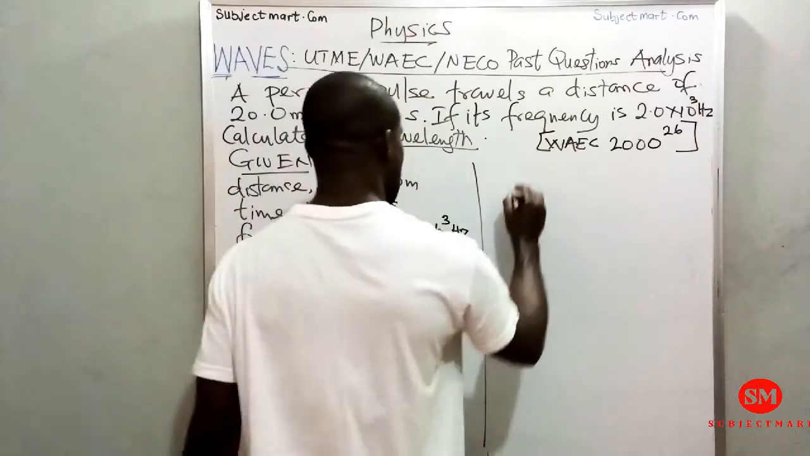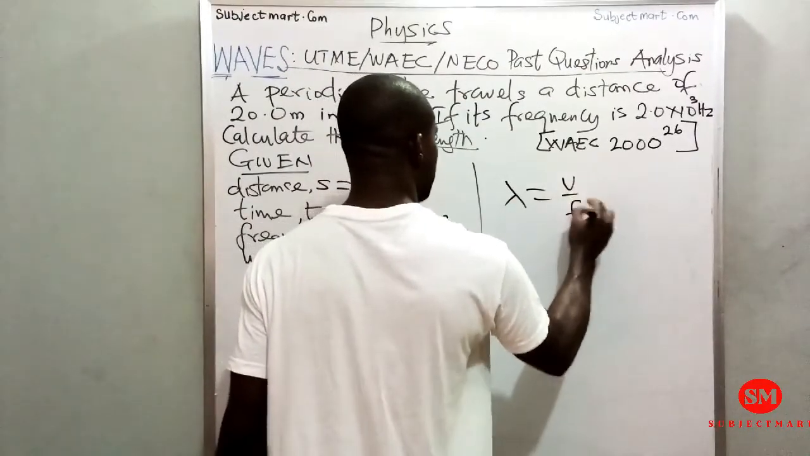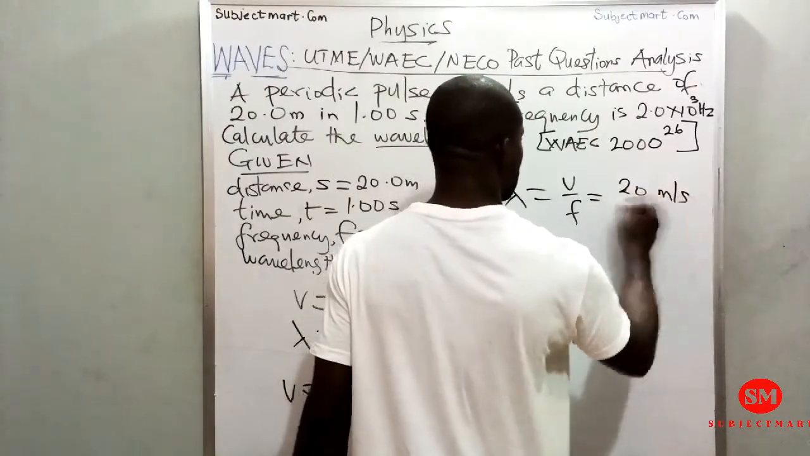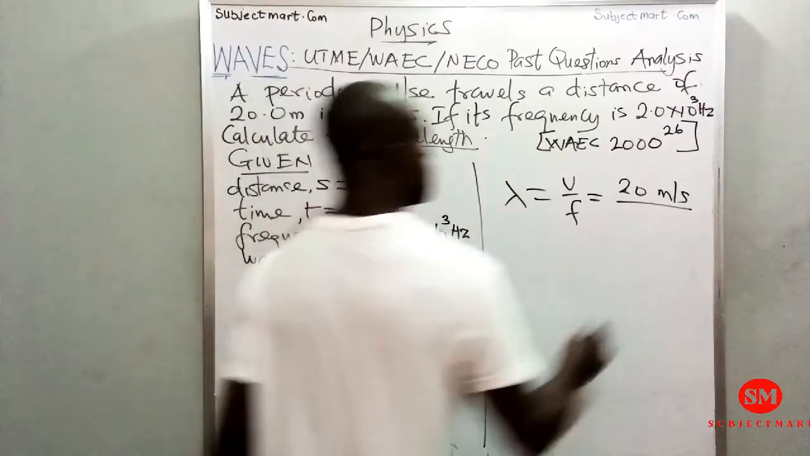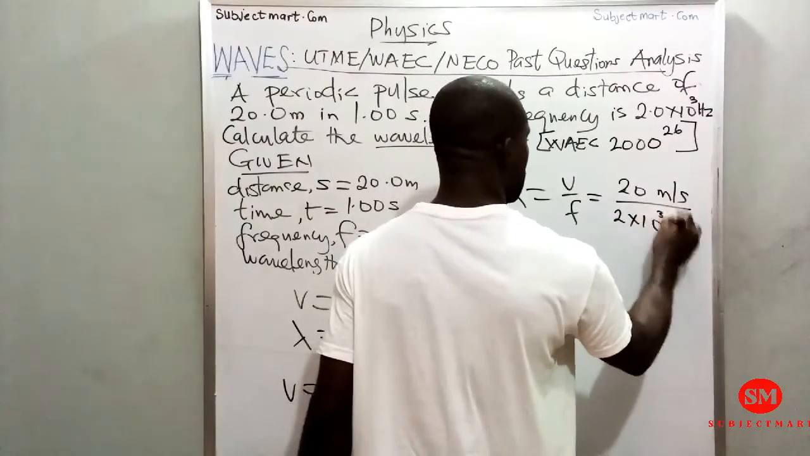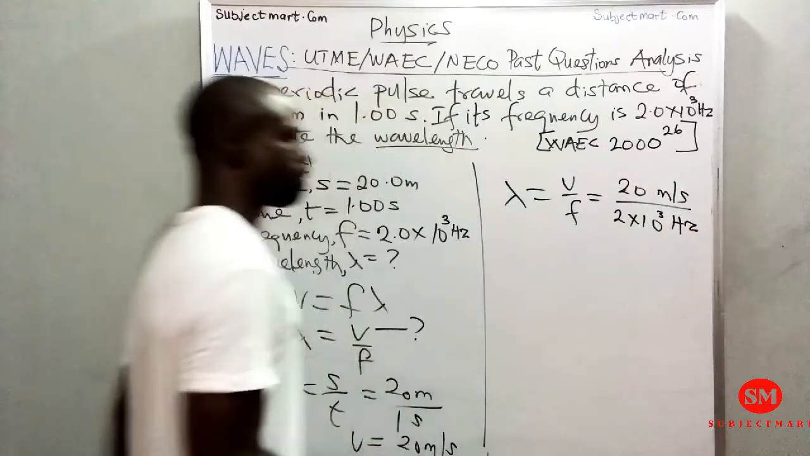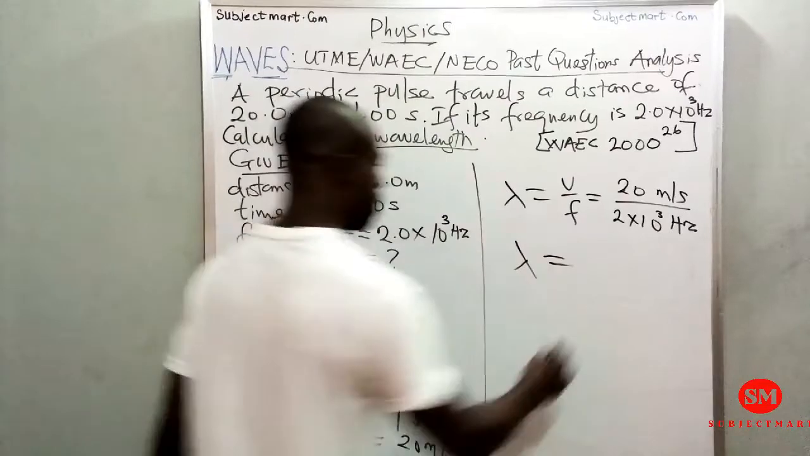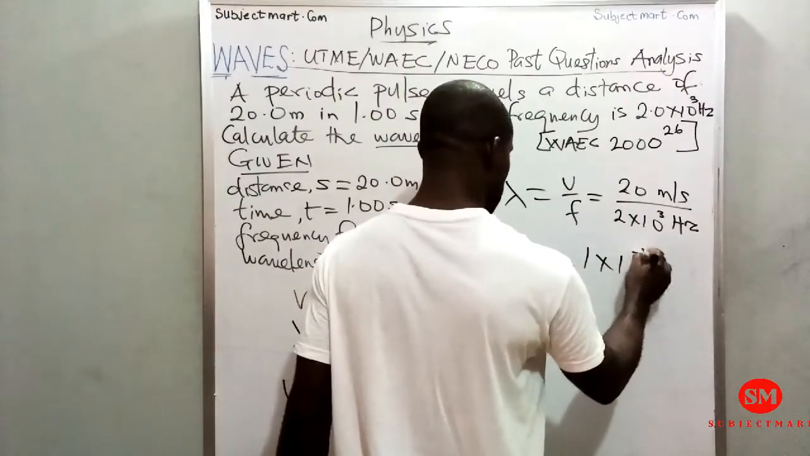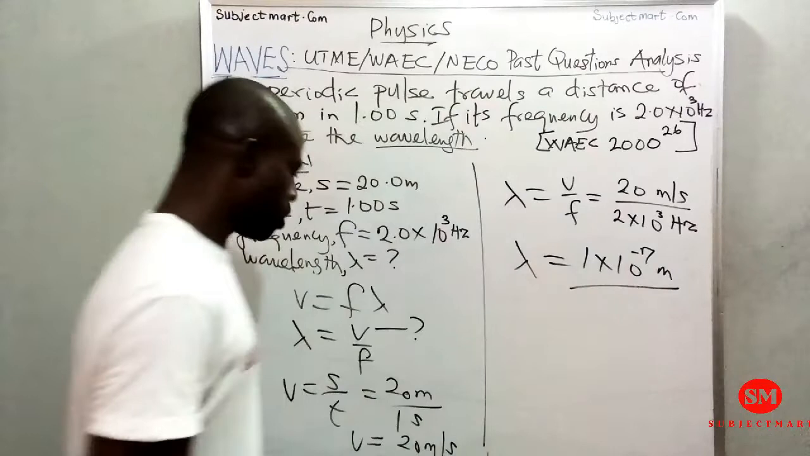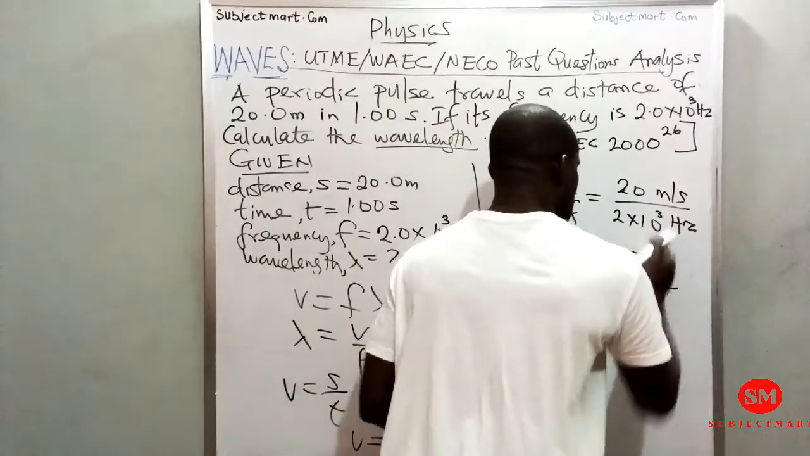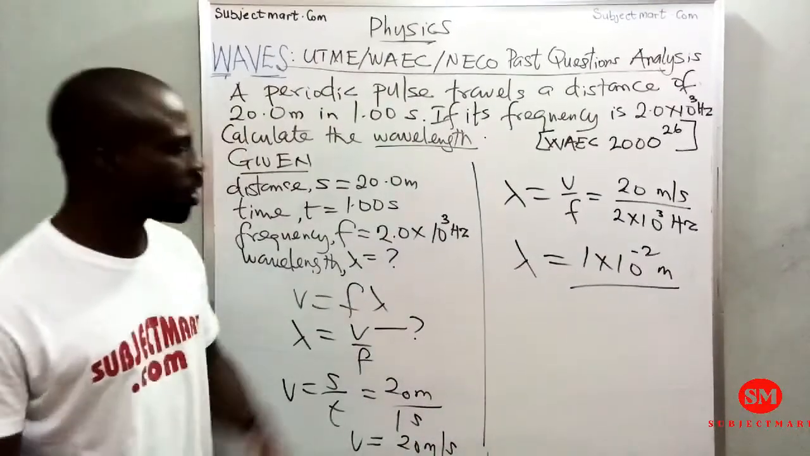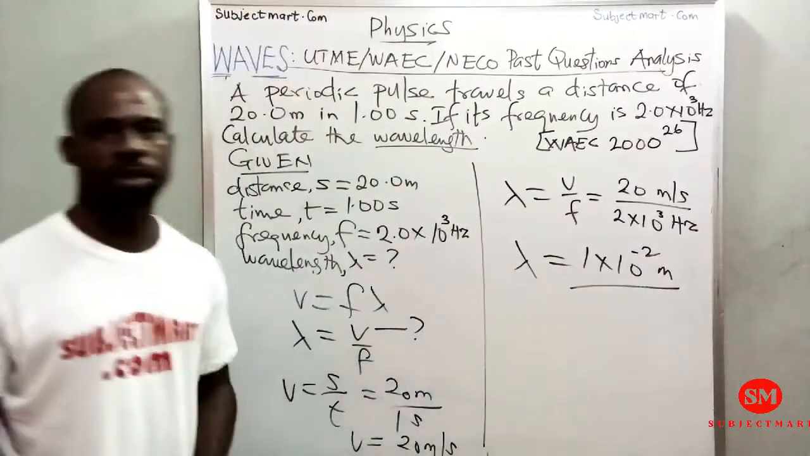Alright, so which means lambda is V over F, and the speed is 20 meters per second and the frequency is 2 times 10 to the power 3 hertz, or per second. And therefore, doing our arithmetic correctly is giving us 1 times 10 to the power minus 2 meters. So the wavelength is 1 times 10 to the power minus 2 meters.